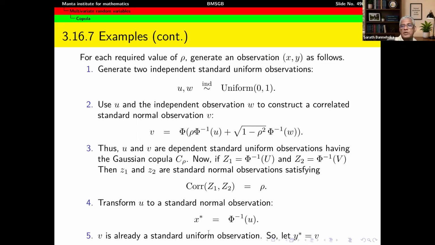a uniform 0, 1 distribution. Therefore, I don't have to separately take the inverse of the CDF of the uniform 0, 1. Right? So I can just take Y star as V in this case, because we know V already has a standard uniform distribution. So these two are the required observations, and then we'll have to do it again and again to get more observations.